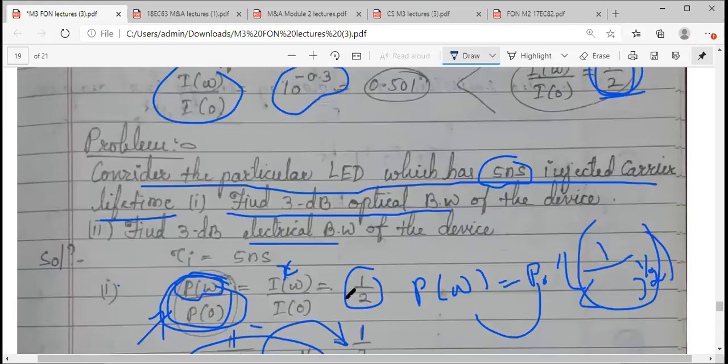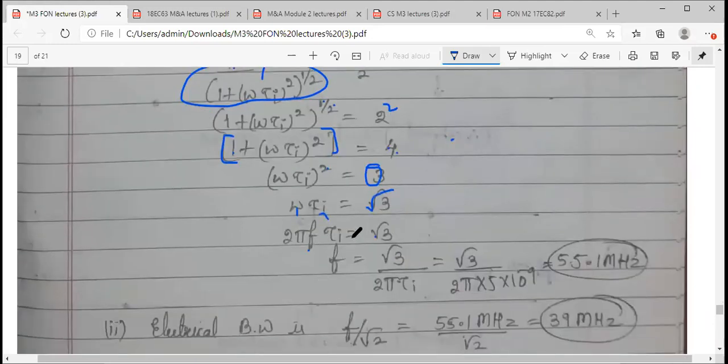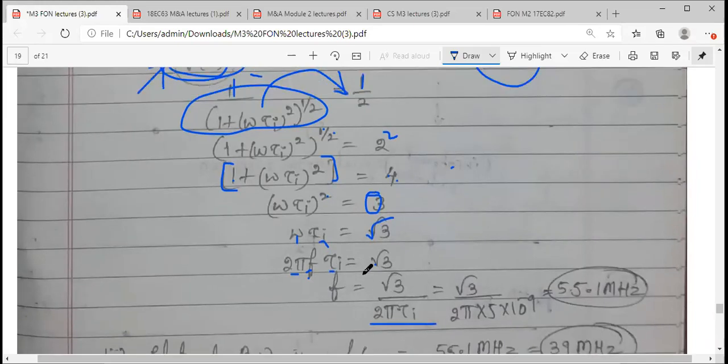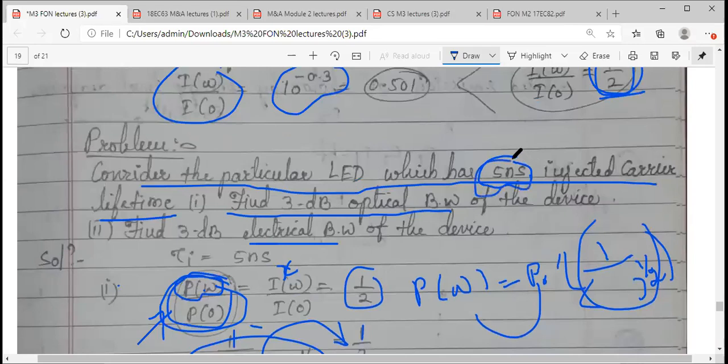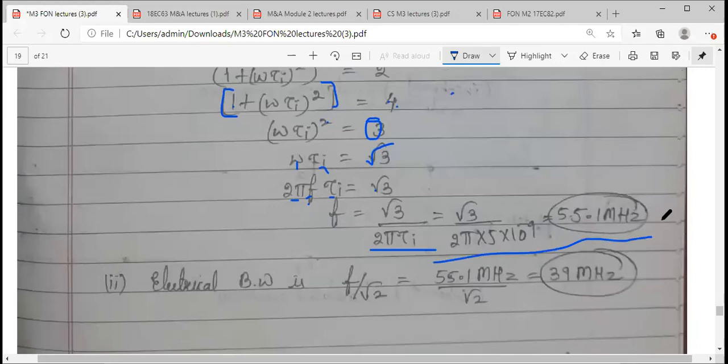What is the frequency? That is the modulation bandwidth we need to find out. F is equal to root 3 divided by 2 pi tau I, where tau I is given to you as 5 nanoseconds in the question. Substitute that, you will get 55.1 megahertz.